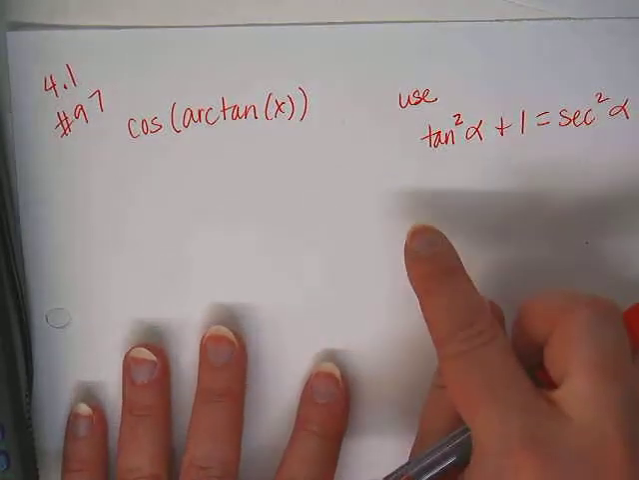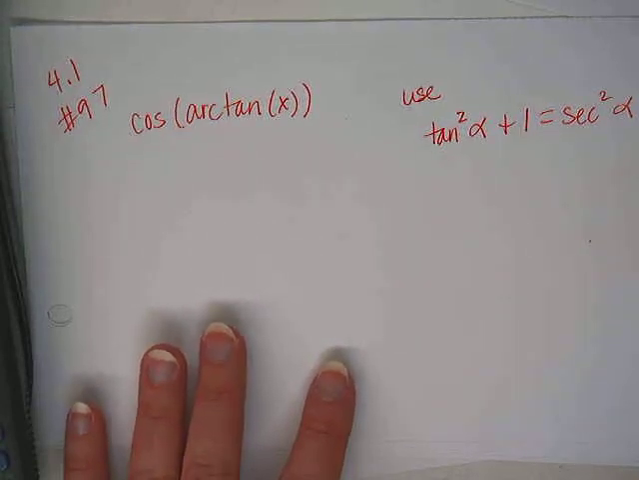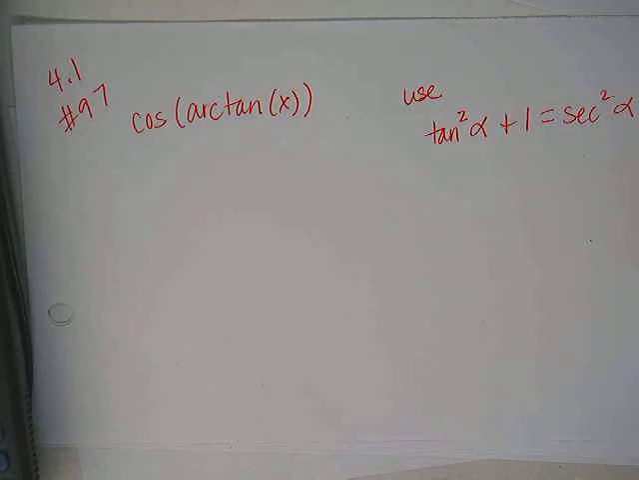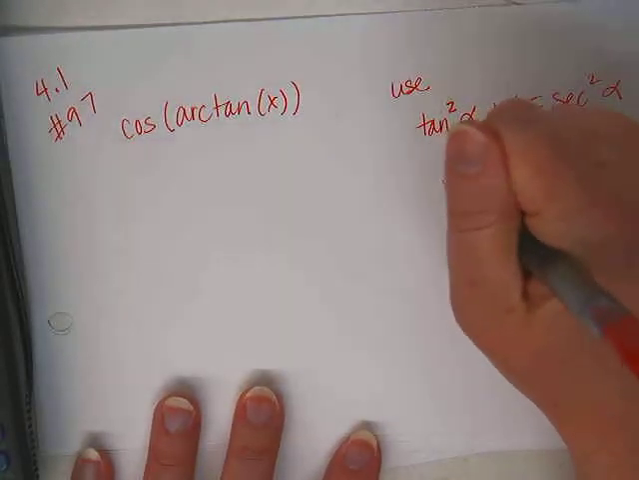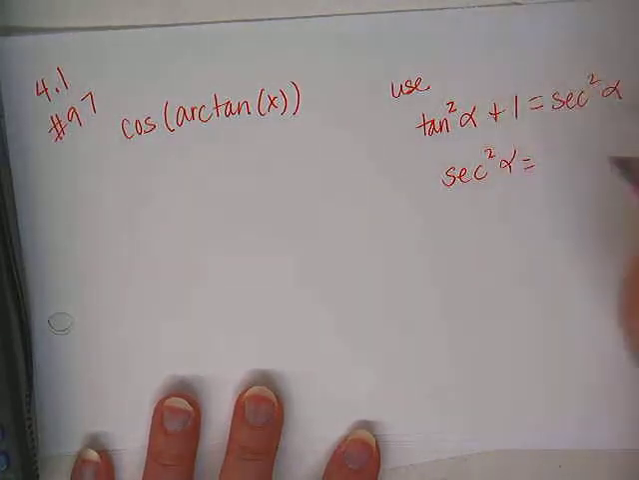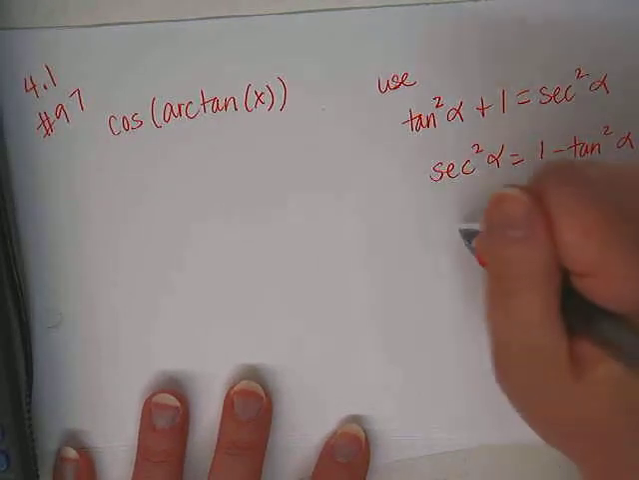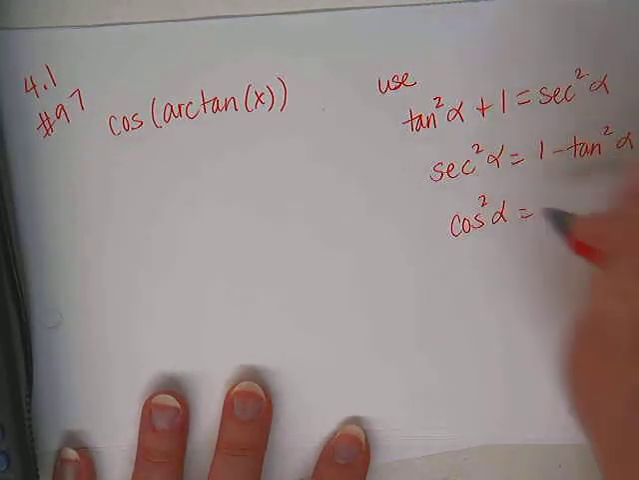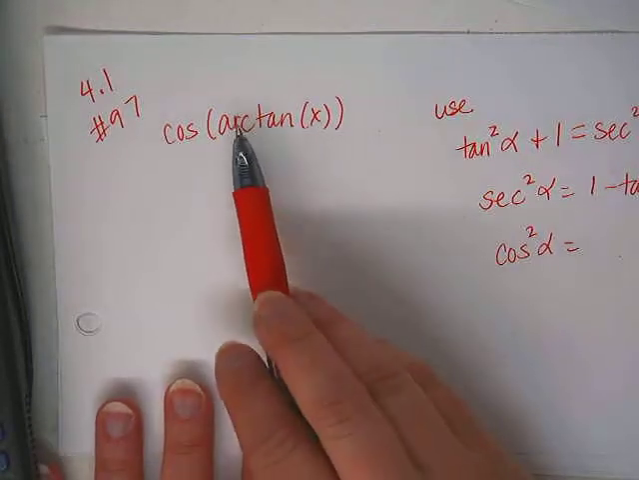So let's go ahead and solve this for... okay, that's right. If we solve it for secant, we have 1 minus tangent squared. And so that gives us cosine, because cosine would be 1, wait. Why am I lost? Oh, right, okay.